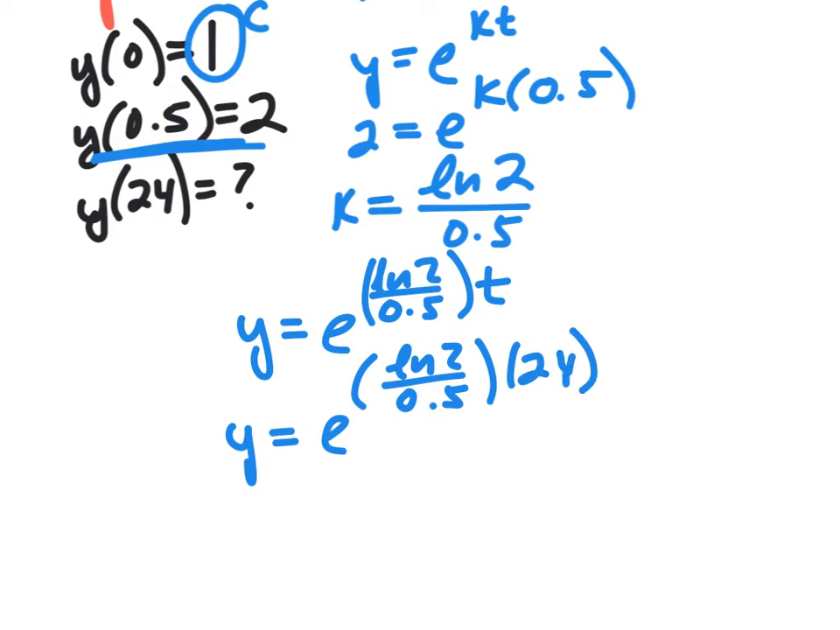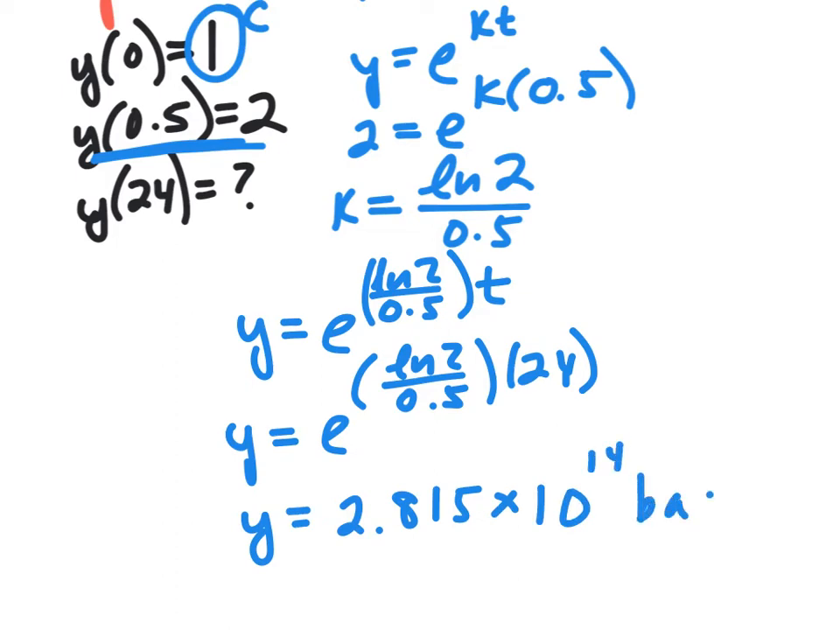And at this point, now you would go to your calculator and type that in. So typing that in, I get y is equal to 2.815 times 10 to the 14th. We're going to round to 3 decimal places. And my units here would be bacteria. So after one full day, 24 hours, you have a lot of bacteria. So definitely spreading very quickly.